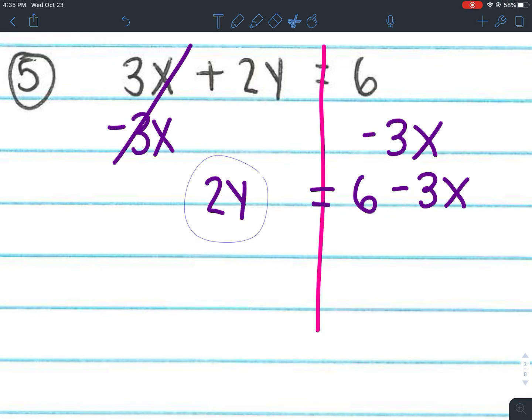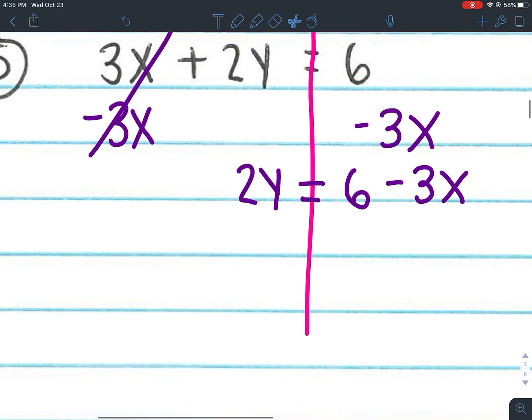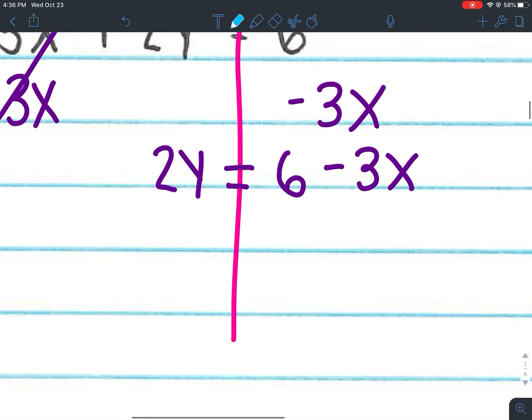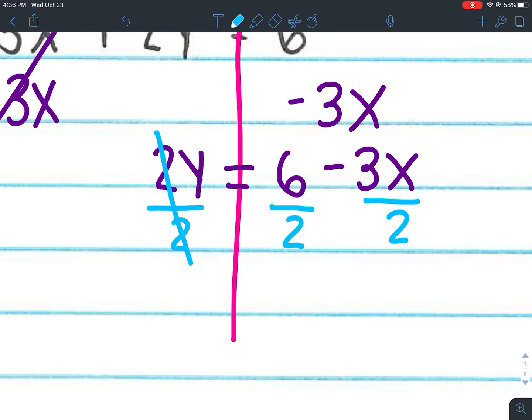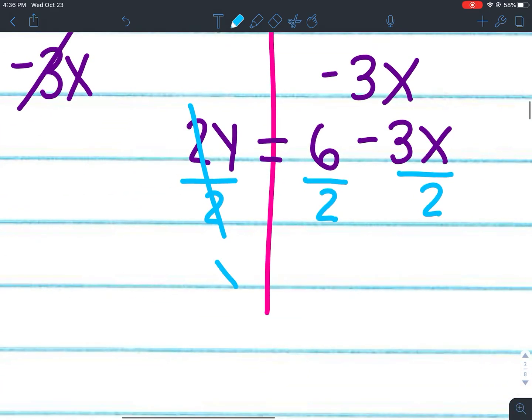So then you have 2y equals 6 minus 3x. The reason 6 and 3x are just next to each other is because they are not like terms, so you cannot combine them. At this step, your y is almost by itself, except you have a 2 attached to it, connected by the operation of multiplication. So you want to divide everything by 2 so that you can get rid of it.